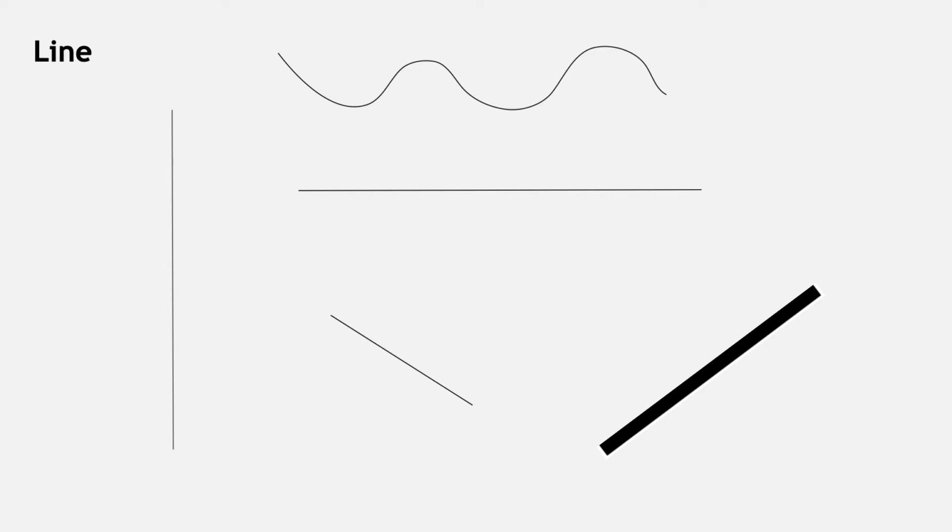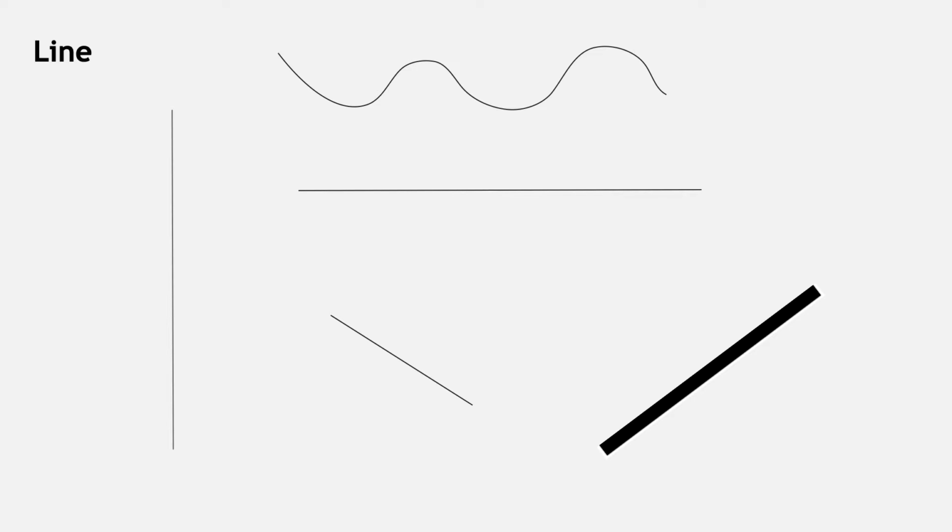So the first element is line. And I just wanted to briefly talk about the different types of lines that there are. So I drew a few examples here on this slide. So we have curved lines, straight lines, bold lines, and we can even think about them directionally as well. So diagonal, vertical, horizontal, and things like that.